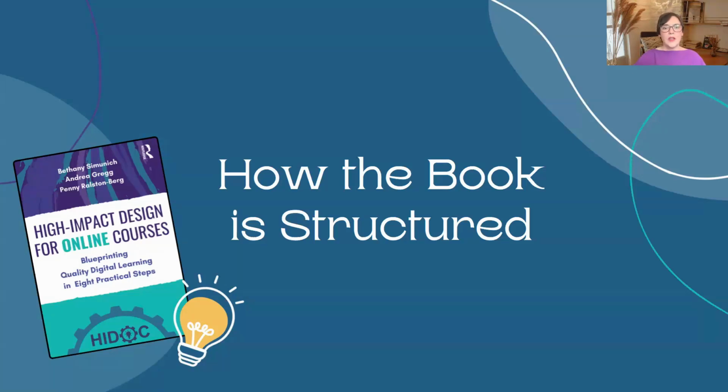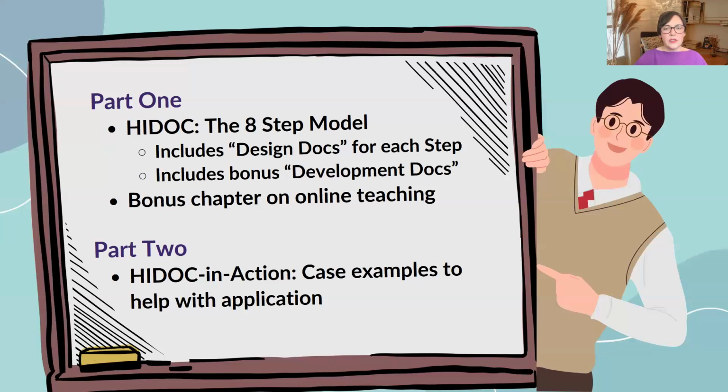Next slide. So as a brief orientation to the book itself, the first part is the full 8-step model, and that's what we're going to give you a brief overview of today. It is a very high-level overview, but each step has an in-depth treatment, a standalone chapter in the book, and each step is also accompanied by what we call a design doc. The design doc is something that you can flexibly use to ideate and structure your design. And these are the ones that are freely available on the website.